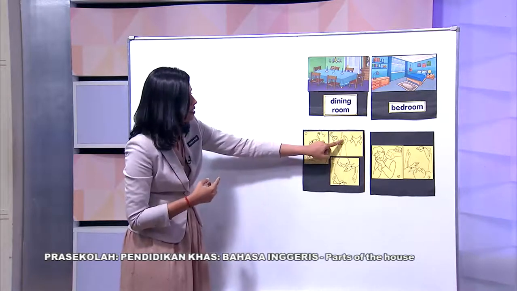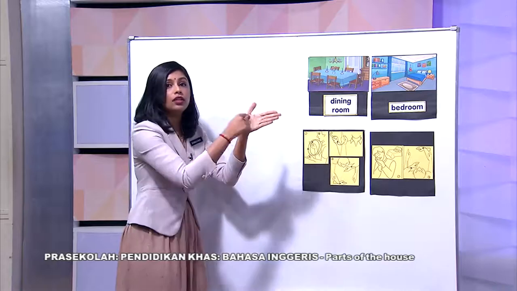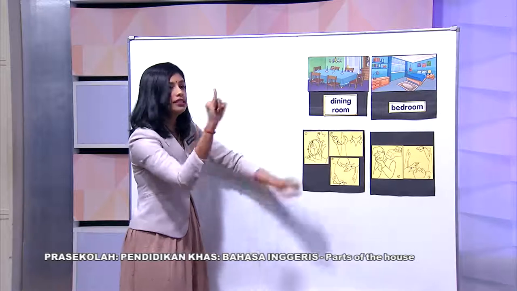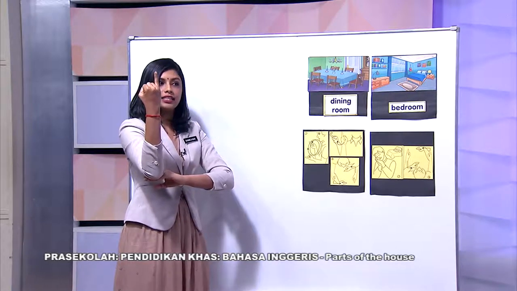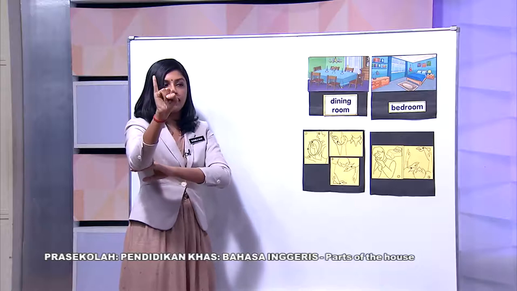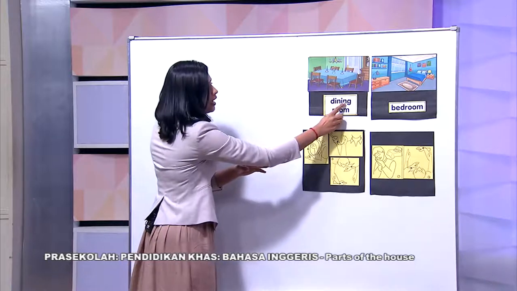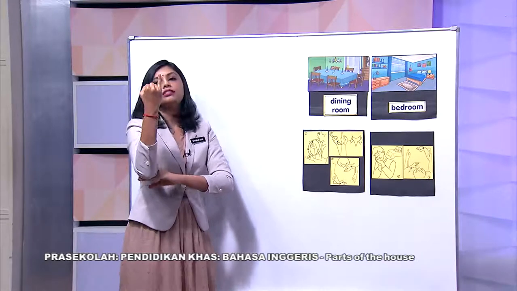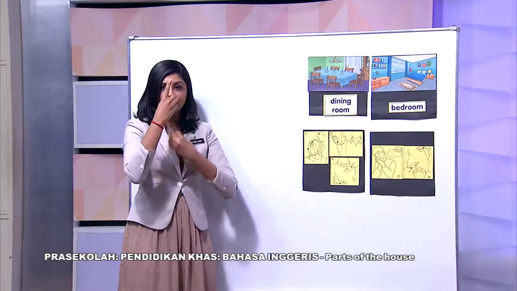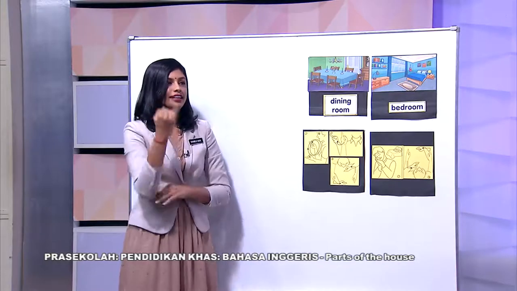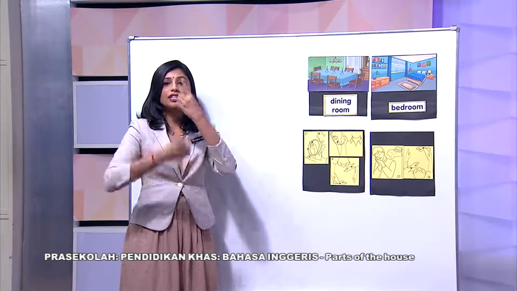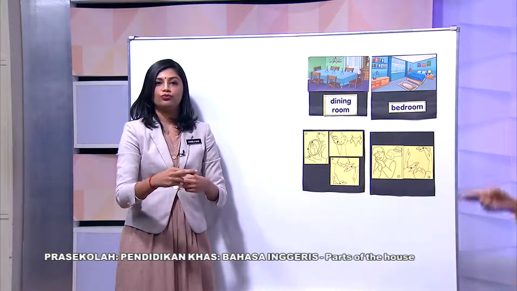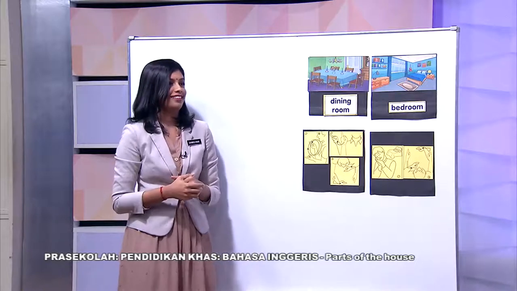If you see the dotted line here, that is what you do first, and then turn it out. Face you and turn out. This means ing. So dine plus ing; when we pronounce it, we say dining. Dining room. Room is the same sign.